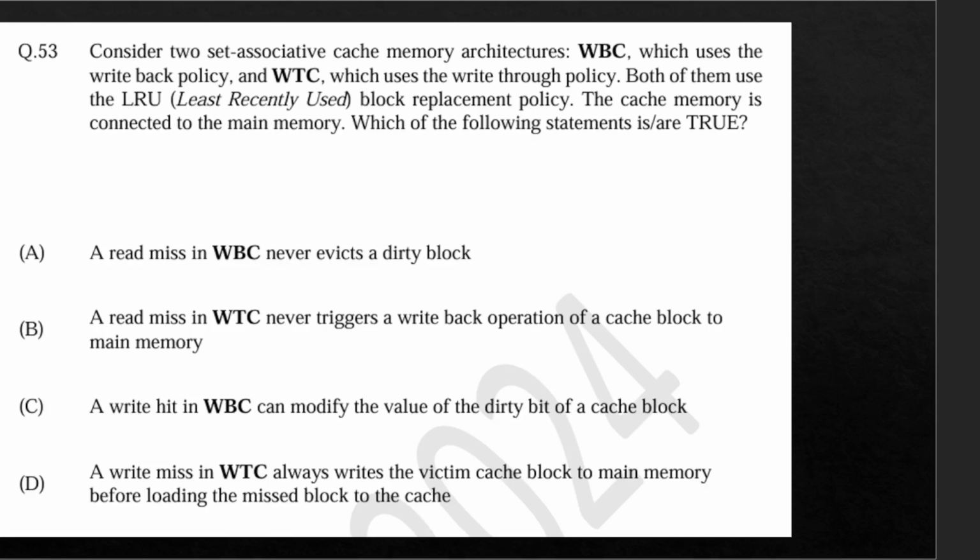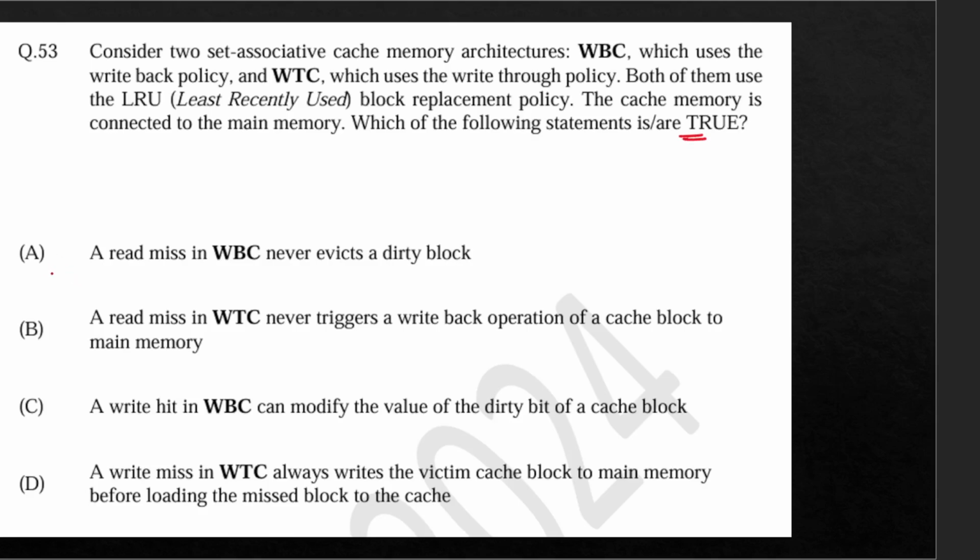This is a question of computer architecture. Okay, so let's understand this. Consider two set associative cache memory architectures. WBC, which uses the write back policy, and WTC, which uses the write through policy. Both of them use the LRU, least recently used, block replacement policy. The cache memory is connected to the main memory. Which of the following statements are true? So they are asking for the true statements.